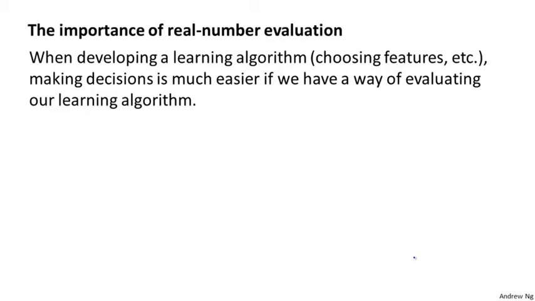So if you're trying to decide, I have an idea for one extra feature, do I include this feature or not? If you can run the algorithm with the feature and without the feature and just get back a number that tells you whether adding this feature improved or worsened performance, then it gives you a much simpler way with which to decide whether or not to include that feature. So in order to be able to develop an anomaly detection system quickly, it's really helpful to have a way of evaluating an anomaly detection system.